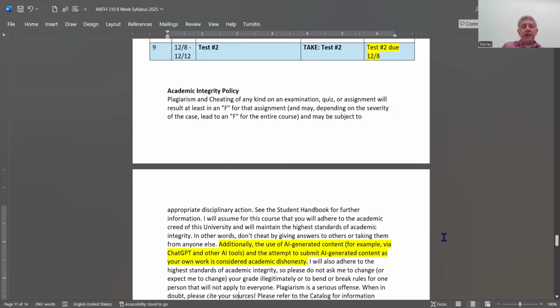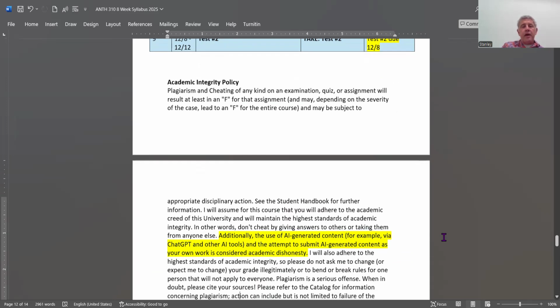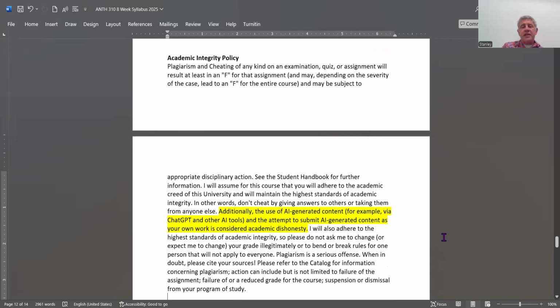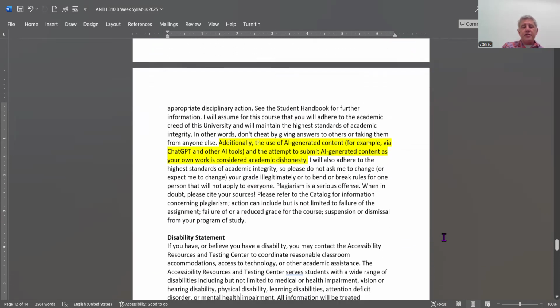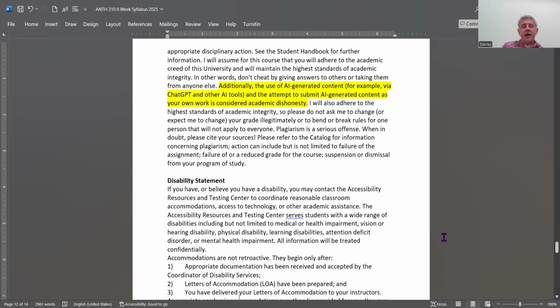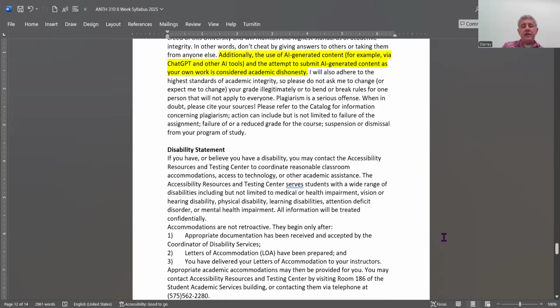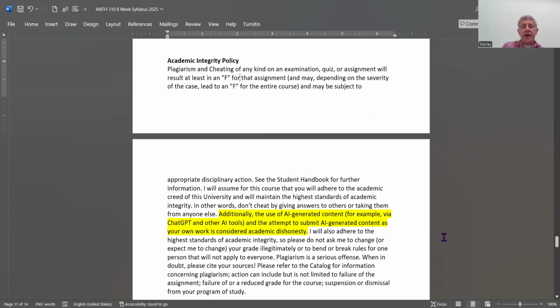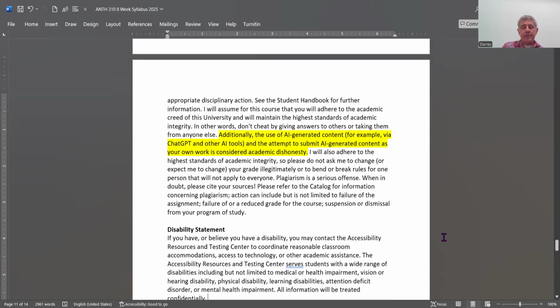Let's take a look at the rest of the material in the syllabus, and then we'll go over to the Canvas module, and I'll show you around there. Plagiarism and academic integrity policy. So plagiarism and cheating of any kind on a test, quiz, or exam will result in an F. See the student handbook for more information. Additionally, the use of AI-generated content to answer your quizzes and your homeworks or do your tests is considered academic dishonesty at this school, so you will be considered in violation of the student handbook. So please adhere to the highest standards of academic integrity.